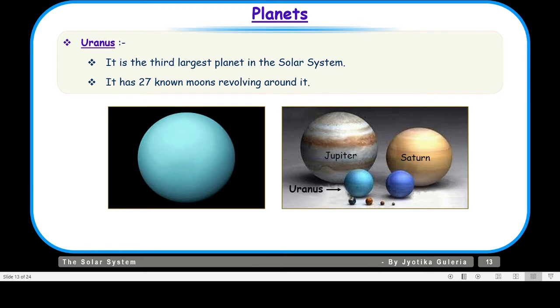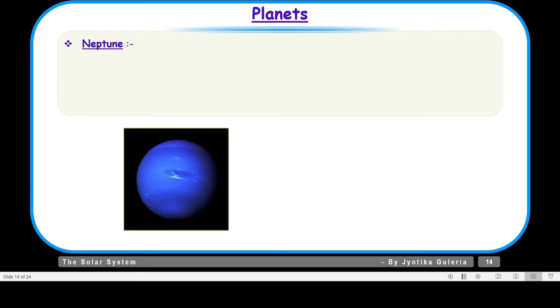Now comes the one which is the farthest from the sun, and that is Neptune. It is the farthest planet from the sun.